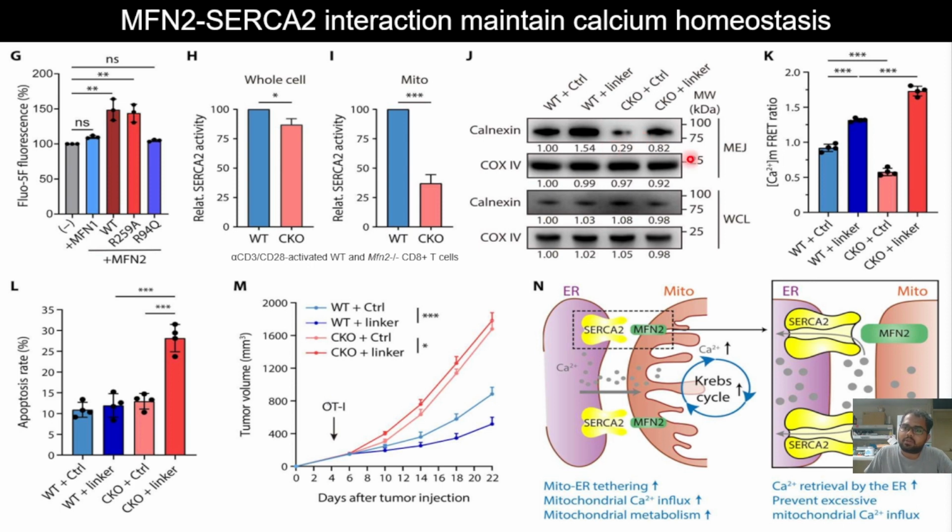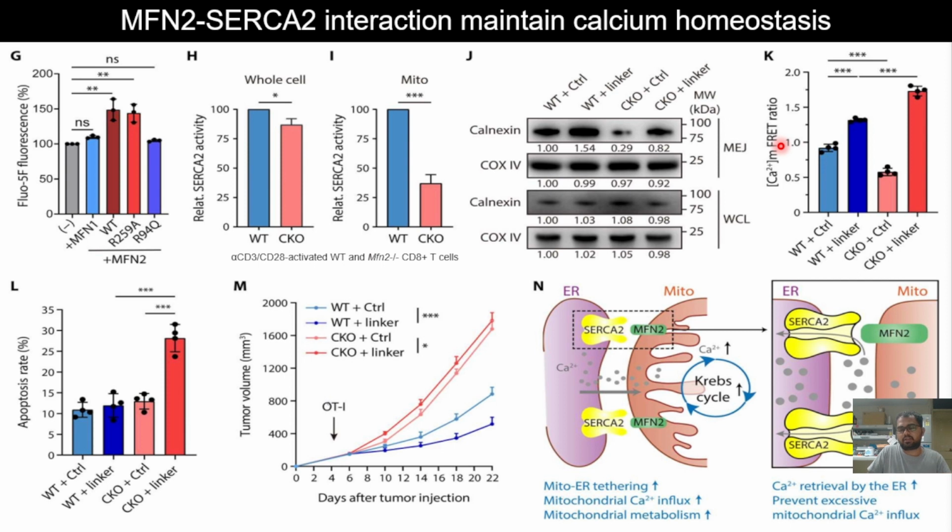So what will happen? They checked for the calcium uptake by the mitochondria. By using this technique, the FRET ratio, in control it is here, but when the linker is given, there is more interaction. It means there is more transport of calcium to the mitochondria. In knockout, there is less calcium uptake, but when the linker is given, there is a substantial increase in the calcium inside the mitochondria, which is more than the wild type when the linker is used in the wild type.